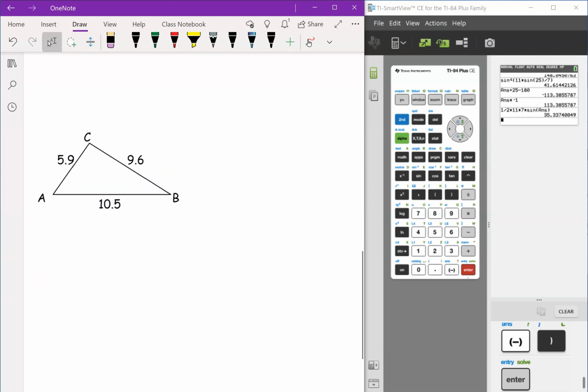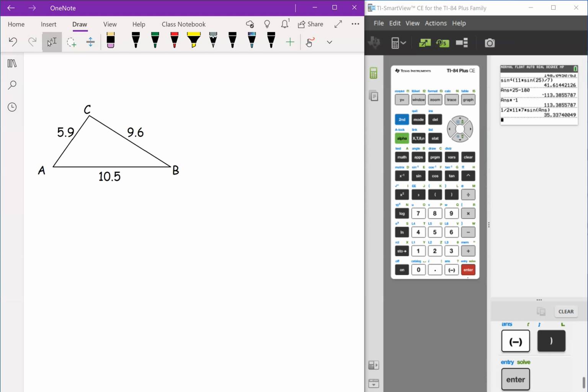All right, let's do one more, but let's look at one that uses the law of cosines. I've got lots of sides here, but no included angle. So I can figure out this angle, call it gamma. Remember when we use the law of cosines, if we have all three sides given to us, we like to find the biggest angle first, which is across from the biggest side. So we would have 10.5 squared equals 5.9 squared plus 9.6 squared minus 2 times 5.9 times 9.6 times cosine of gamma.